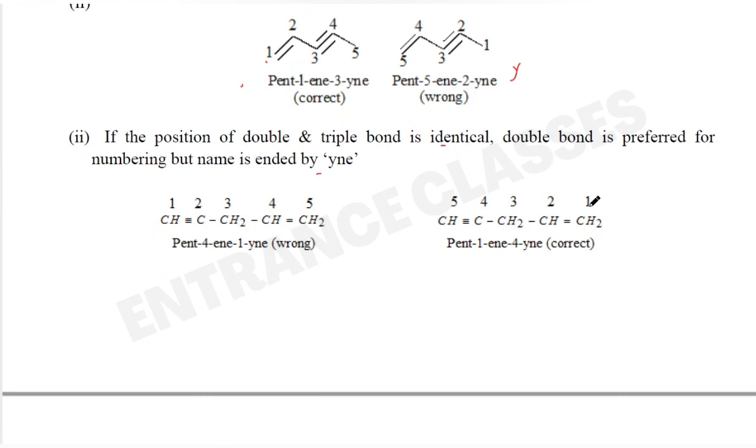The double bond gets more priority for numbering. So it's pent, but 4-yne will be in the last. So pent-1-en-4-yne is the correct naming.